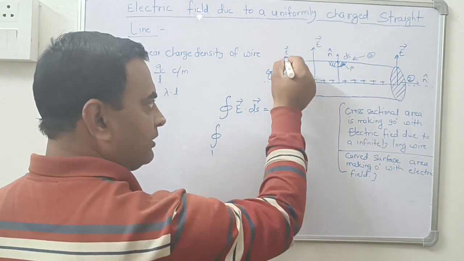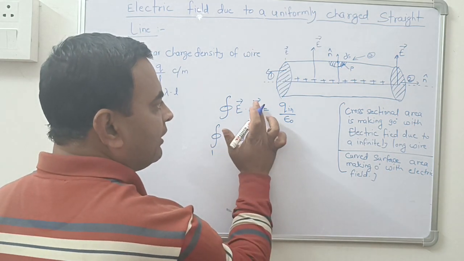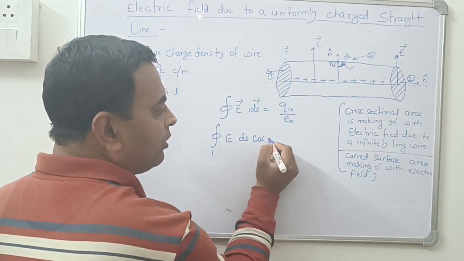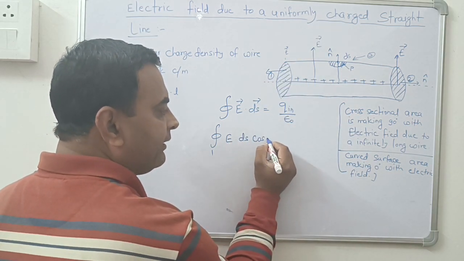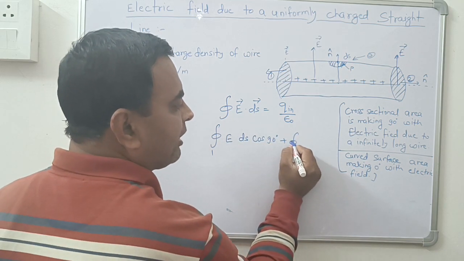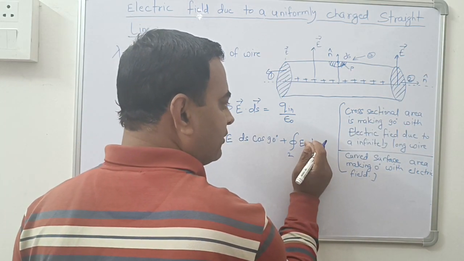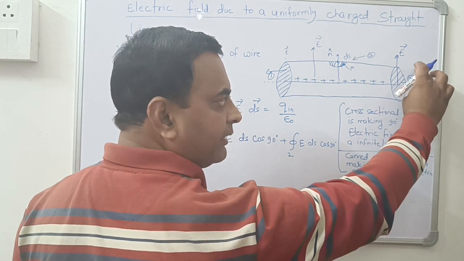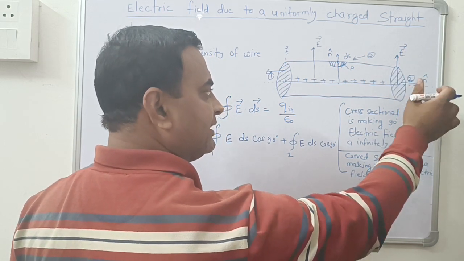So for surface 1, this one I am talking about, E dot ds, if you remove the dot product, it will give you cos of the angle between E and ds. So what is the angle here? Cos 90 degrees. Similarly, for area 2, E dot ds, I am removing ds, and cos 90 degrees. It's clear that the area vector and electric field make 90 degrees with each other.